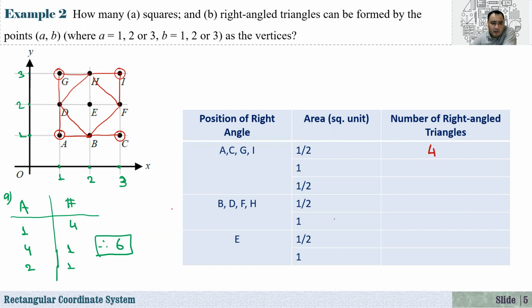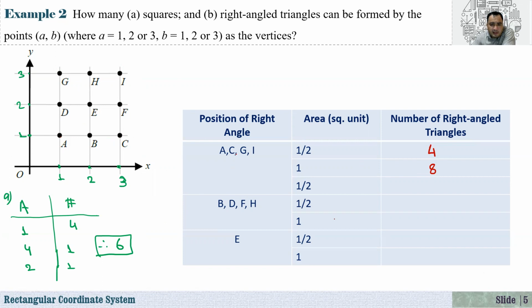And how about the right angle triangles whose area is 1? For A, for example, one is this, right? Or another one is also this. So at A, we have 2. In a similar way, at C also, I can form 2, at I it is 2, and at G it is 2. So we have 4 times 2. I can form 8 triangles because all of these points are symmetric along the line x equals 2 and along the line y equals 2.